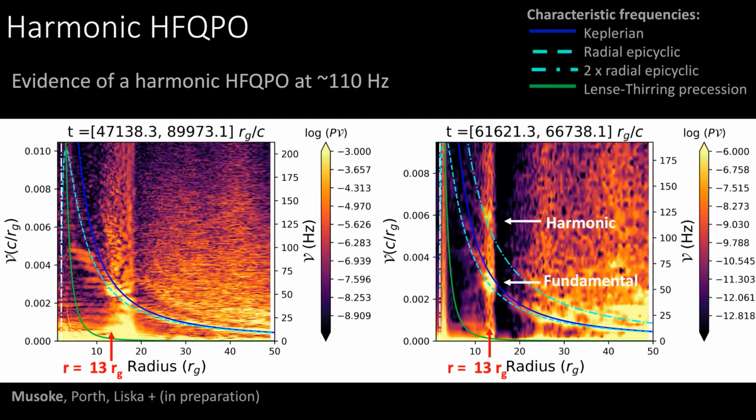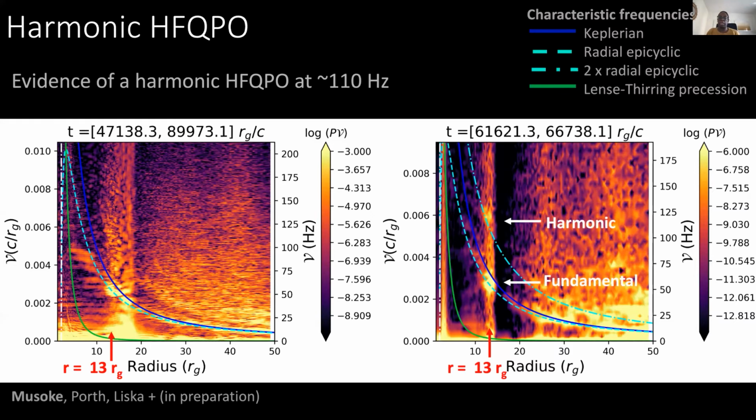On the right, we see evidence for a weaker harmonic high frequency QPO at 110 Hertz. This frequency corresponds to 2 times the radial epicyclic frequency, given by this dashed-dot cyan line, which is also 2 times the frequency of the fundamental high frequency QPO structure at 55 Hertz that we discussed before. So the high frequency QPO signatures in this PSD have a frequency ratio between them of 1 to 2 and occur at the same characteristic radius.